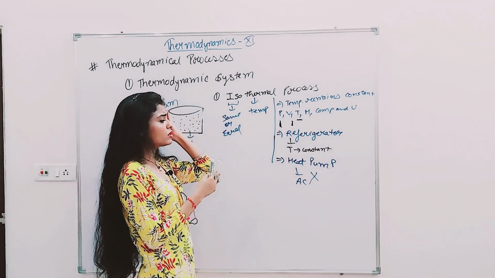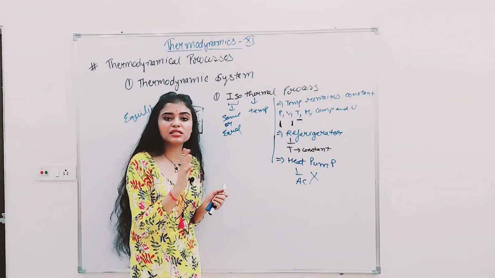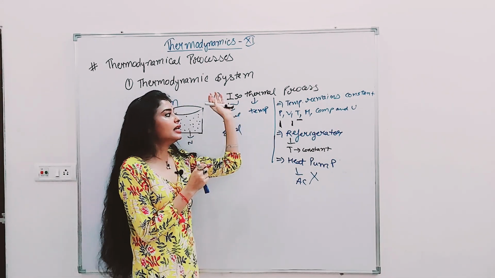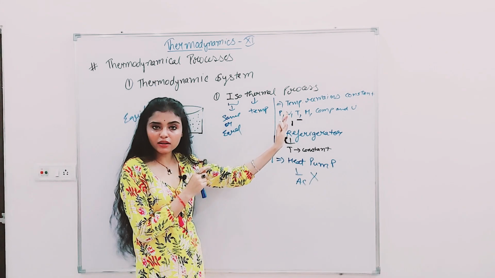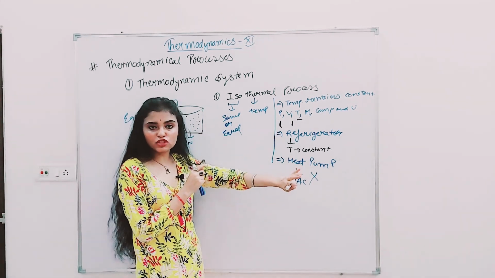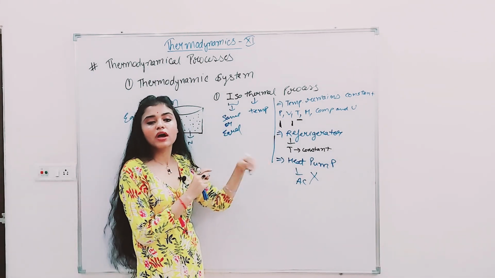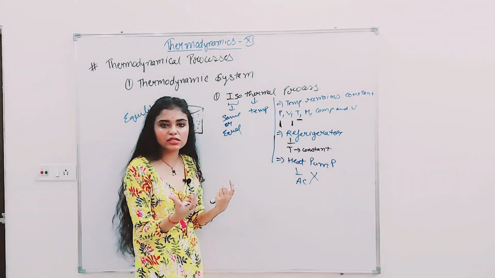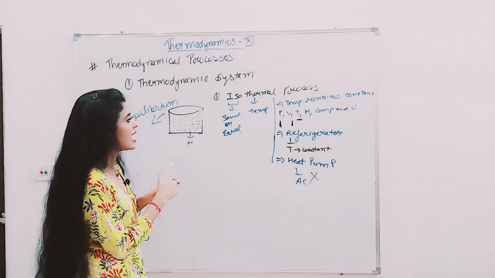Anyway, so that is all about the isothermal process. Now the next process, we will be studying in a very detailed manner in our coming lectures, because this process and the next one are given in detail in your syllabus, and the rest two are in brief. So the next process is the adiabatic process.